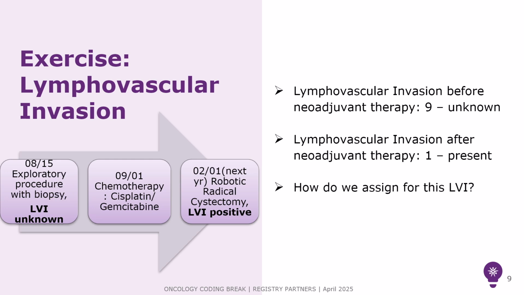So for our case, we have lymphovascular invasion before neoadjuvant therapy as unknown and lymphovascular invasion after neoadjuvant therapy as present. How do we assign this for LVI? We assign this with code 1, present or identified.